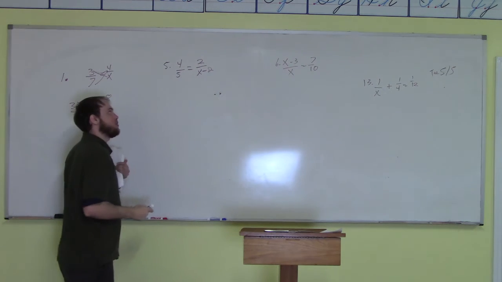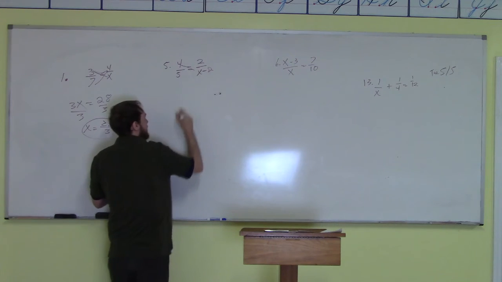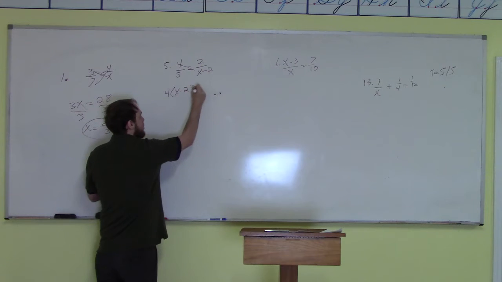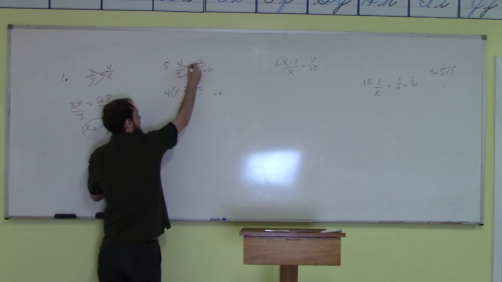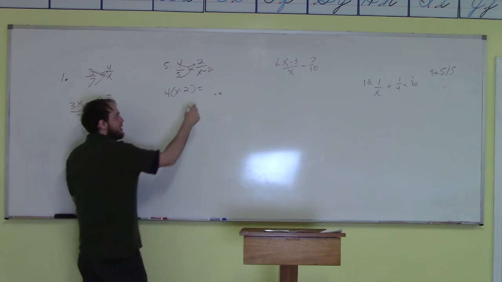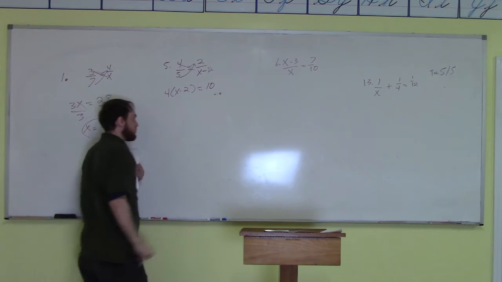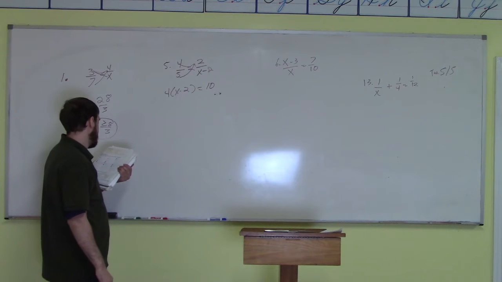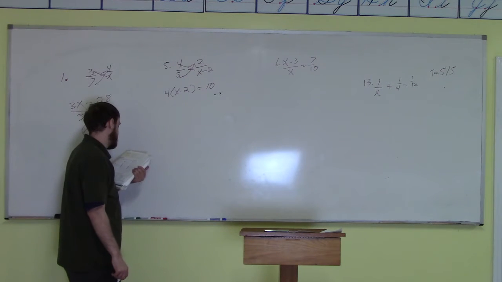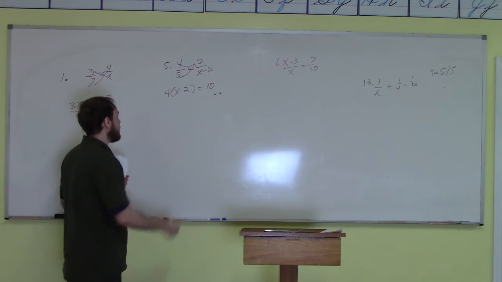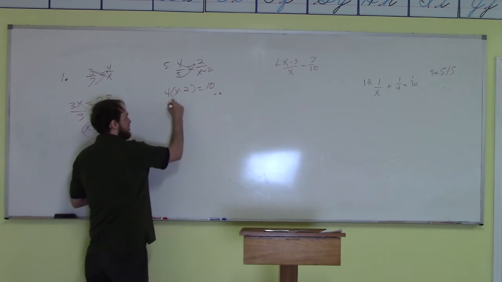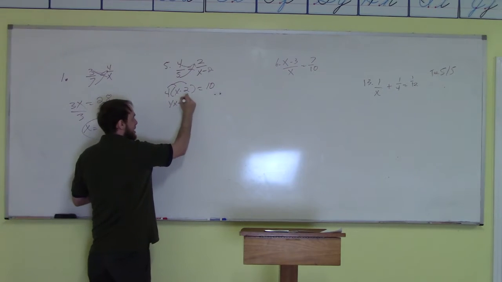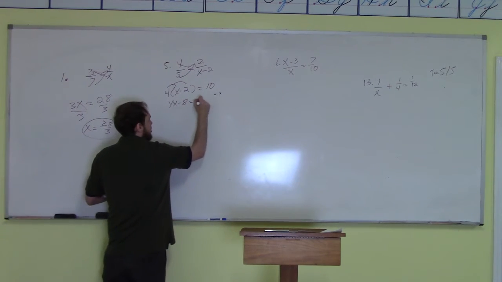So I'm going to cross multiply, and I'm going to do 4 times x minus 2, equals 5 times 2, cross multiplying going back up, which is 10. So 4 times x minus 2 equals 10. Then I'm going to simplify this down. 4 times x is 4x. Distribute that through: 4 times a negative 2 is a negative 8. So I have 4x minus 8 equals 10.